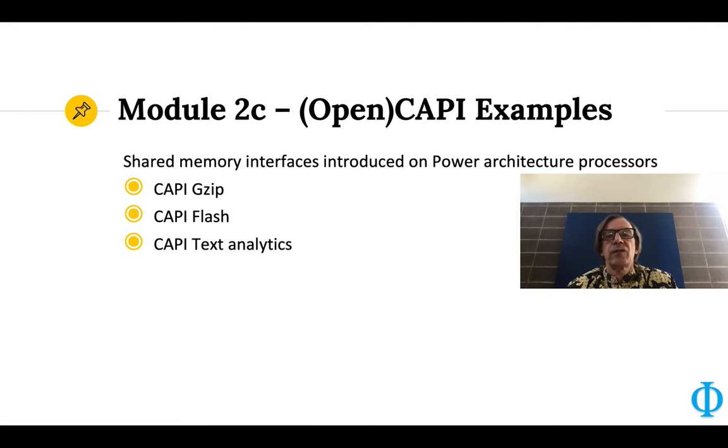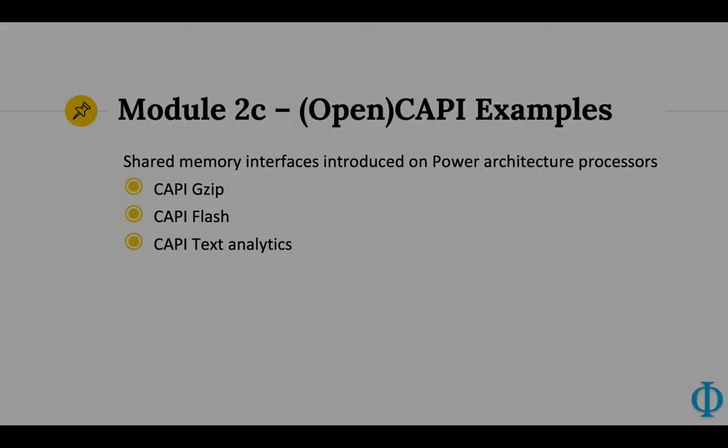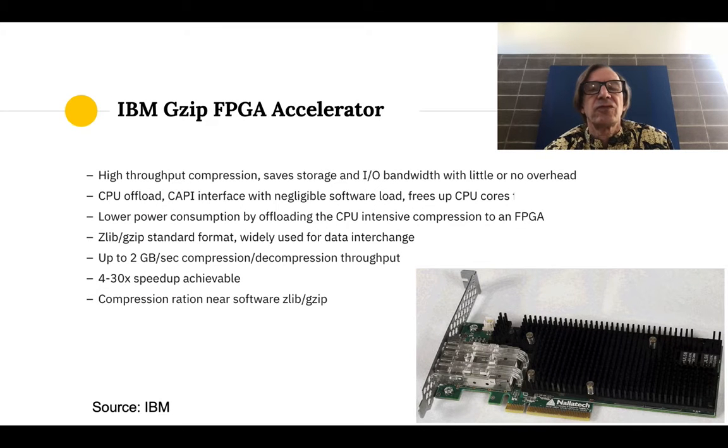We'll look at three examples: Gzip implemented on a CAPI accelerator, a CAPI Flash, so non-volatile memory implemented on a CAPI interface, and finally text analytics acceleration with a CAPI-based accelerator. So the first example is the IBM Gzip FPGA accelerator.